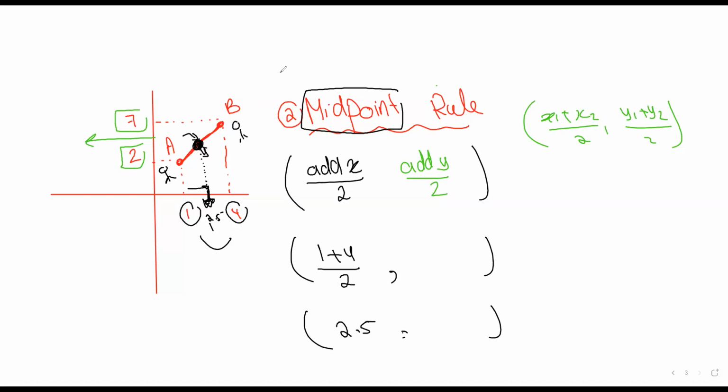And since we are required to find the midpoint, this is an ordered pair. So let's do the same thing with the y. 7 plus 2 over 2. 7 plus 2 is 9. 9 over 2 is 4.5. So the y of the point in the middle is 4.5. Very, very easy. There is no problem at all.